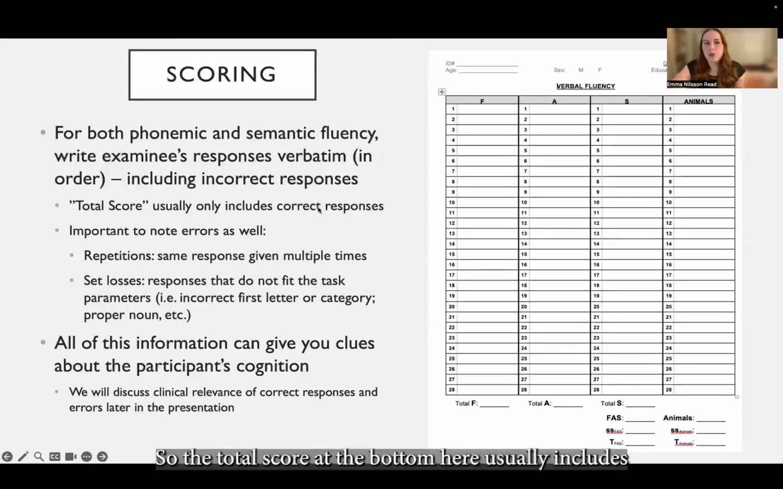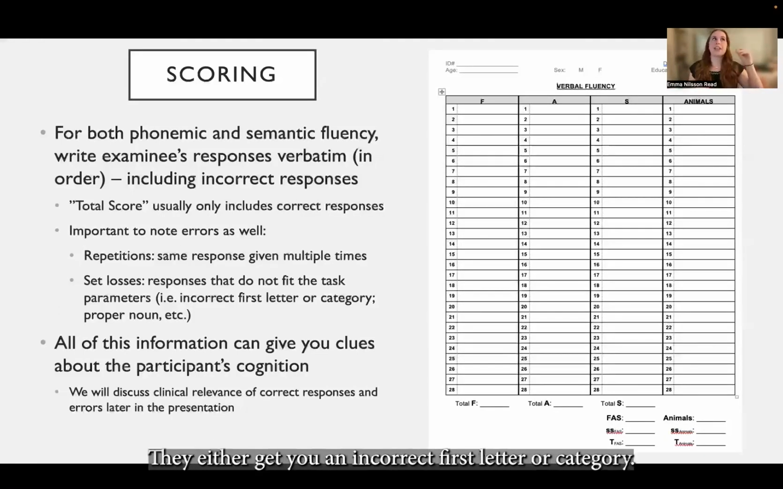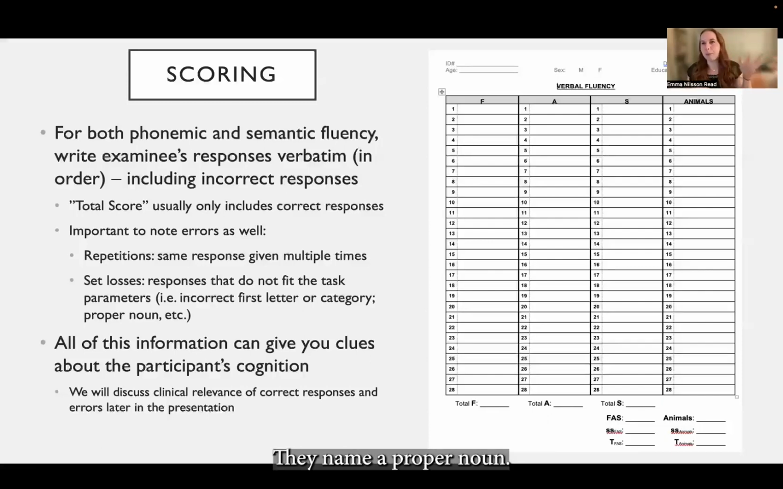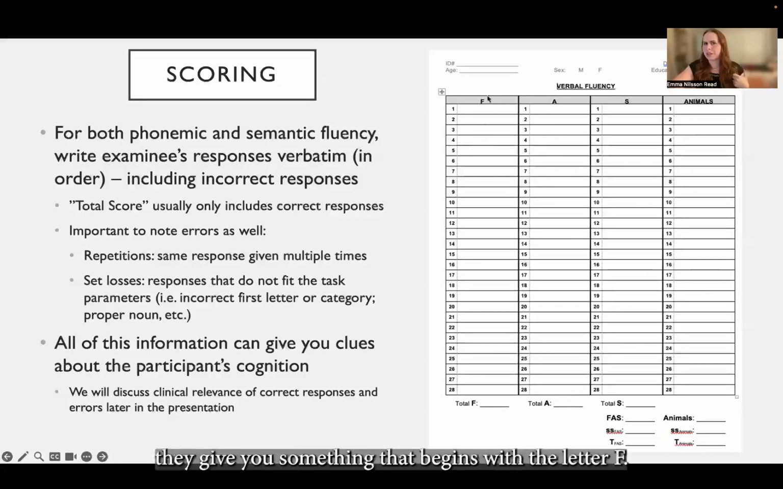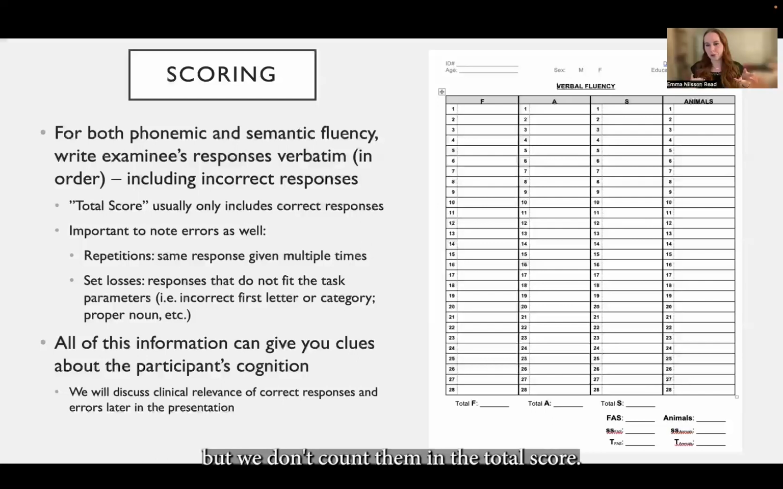So the total score at the bottom here usually includes only correct responses. Even though you wrote down the errors, you won't count them in your total. But some common errors that we find in verbal fluency are repetitions, which is the same response given multiple times. Sometimes you'll see set losses, so responses that don't fit the task parameters. They either give you an incorrect first letter or category, they name a proper noun, they go back to a previous task. When you're in the A group, they give you something that begins with the letter F. All of those errors are important. They give us clues about the participant's cognition, but we don't count them in the total score usually.